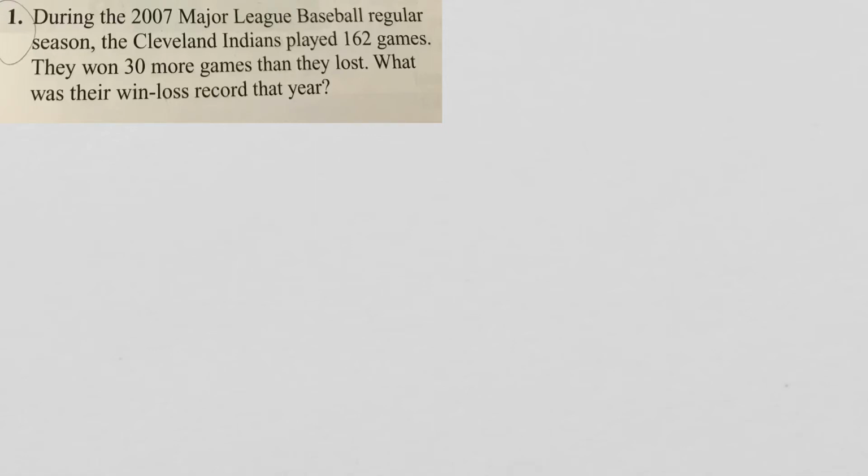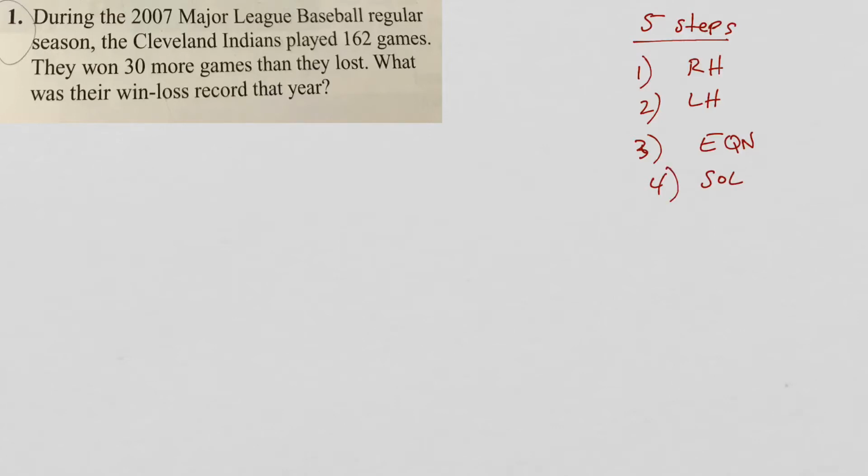Okay, when you're solving a word problem, if you use these 5 steps, it'll get you through every problem. The first step is the right side of the heading. The second step is the left side of the heading. I'll explain what that means in a moment. The third step is the equation. The fourth step is solving the equation, so the solution to the equation. And the fifth point is the check.